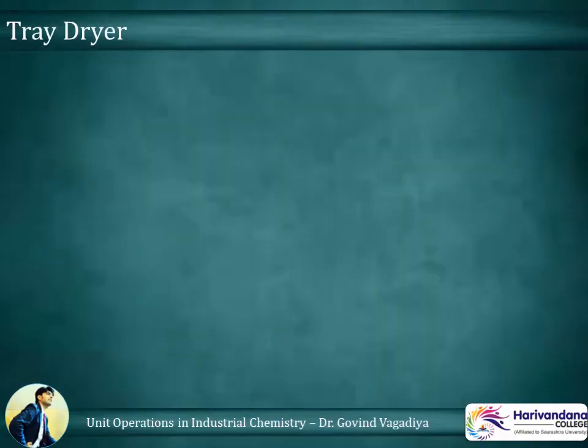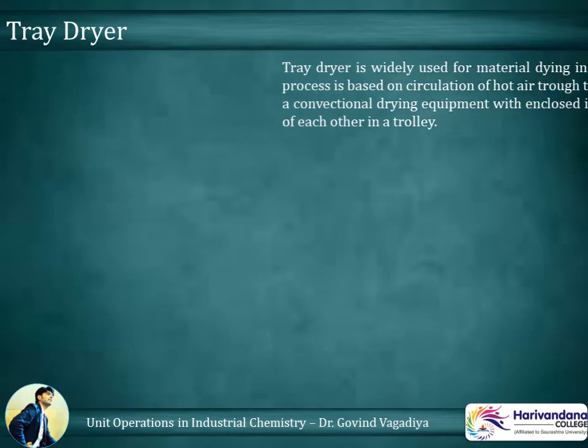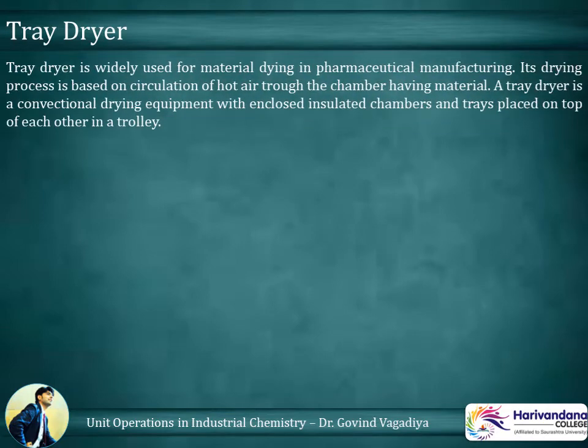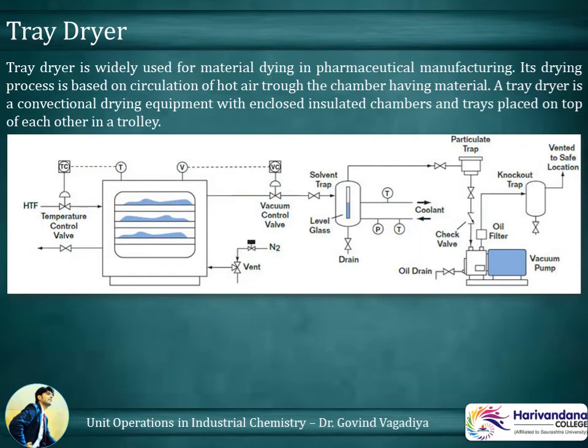One of the examples of dryer is the tray dryer. Tray dryer is widely used for material drying in pharmaceutical manufacturing. Its drying process is based on circulation of hot air through the chamber having material. A tray dryer is a convectional drying equipment with enclosed insulated chambers and trays placed on top of each other in a trolley.